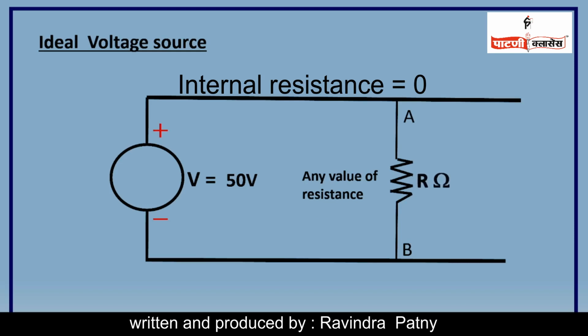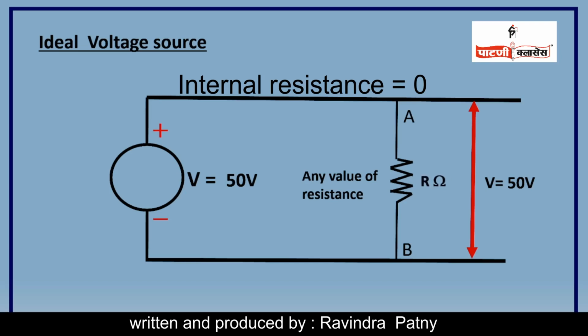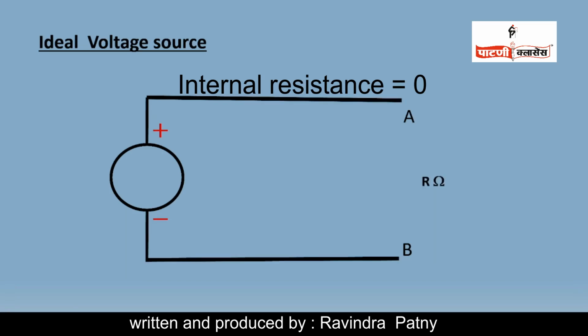But terminal voltage will not change. The terminal voltage will remain the same, always the same, that is 50 volts. In such conditions, the given voltage source can be called an ideal voltage source. Consider an ideal source of 50 volts. Now we connect a load resistance of R ohms across AB. Terminal voltage of ideal voltage source is 50 volts.